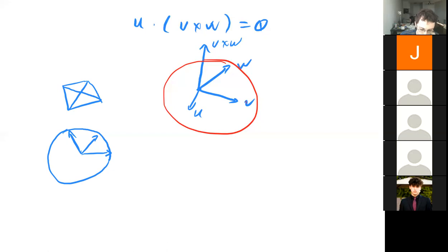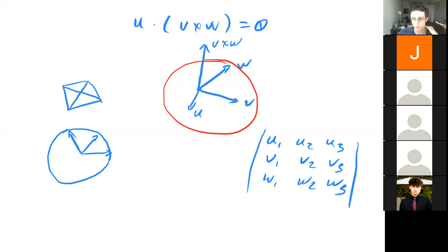Okay. And interestingly, one side note is this is the same as doing the computation with U1, U2, U3, V1, V2, V3, and W1, W2, W3, and taking the determinant. And remember, this computation gives you the volume of the parallelepiped that's spanned by U, V, and W. So if that's 0, it means that it has to be completely flat, and then the volume is 0.